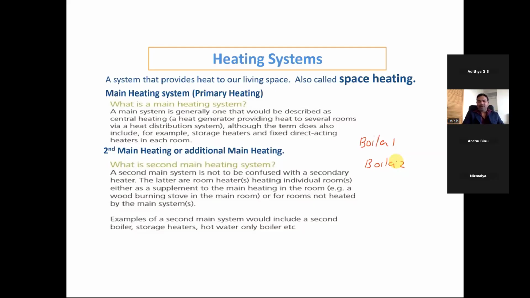And second main heating, or additional main heating, is something other than the main areas where the heating is given. We have given provision for the heating. Those are called a second main heating.